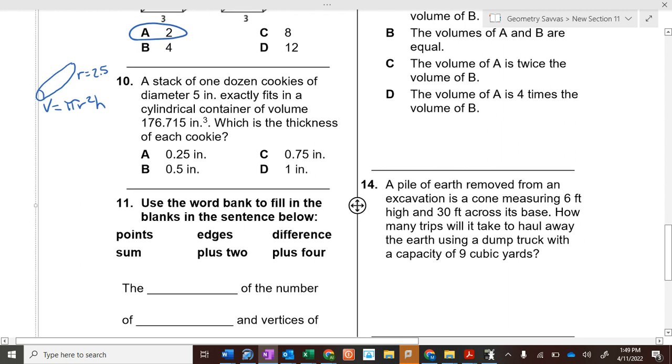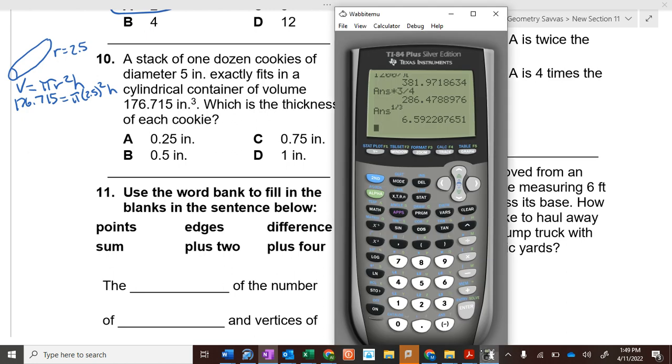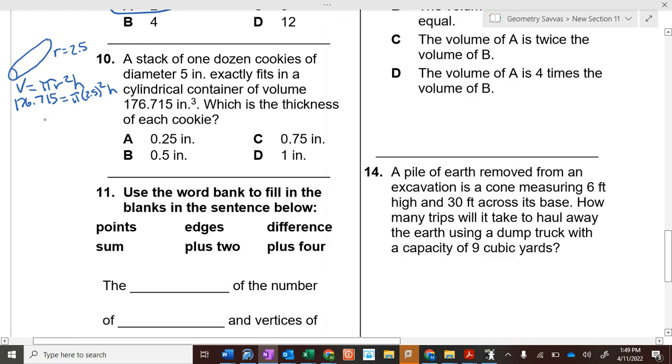So the volume, 176.715, equals pi. And then what's the radius? 2.5 squared times the h. So if I take 176.715 divided by pi, I get 56.25.